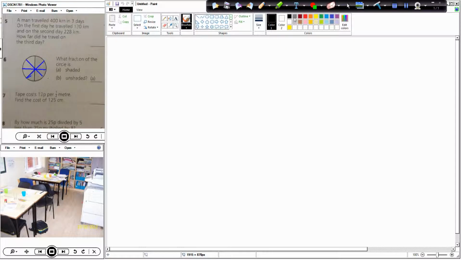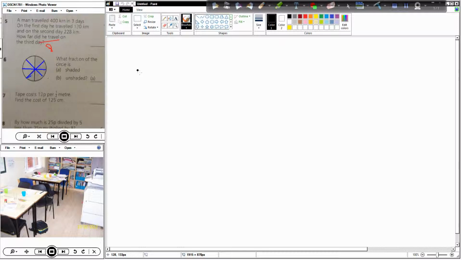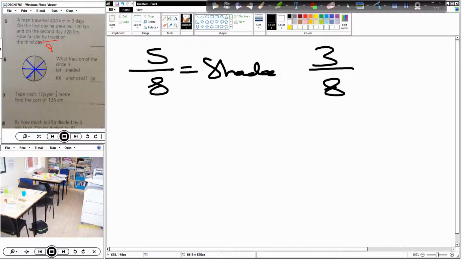So now if you count the number of parts we have, how many parts do we have? 8. We have 8 parts. So it will be out of 8. That's the bit that we have to be careful about. So how many shaded? 5 out of 8 is shaded, and how many is unshaded? 3 out of 8. So this is the shaded part, and this is the unshaded part. Okay, done.